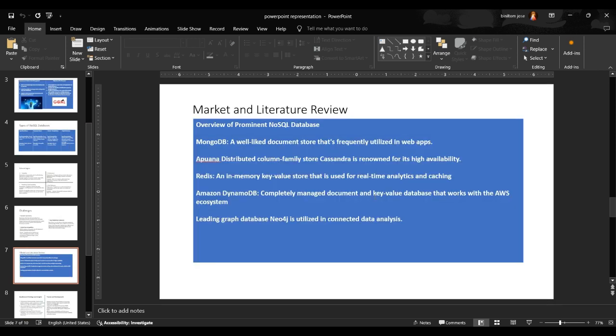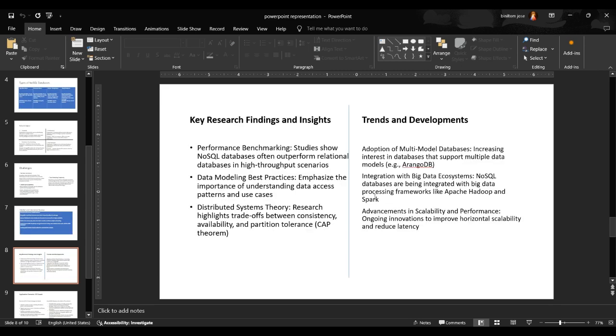Now going into the market and literature review, the different things I have taken for the literature and market review are MongoDB, Apache's distributed column family store, basically Cassandra, Redis, Amazon DynamoDB, and the leading graph database, which I have already mentioned in my previous slides.